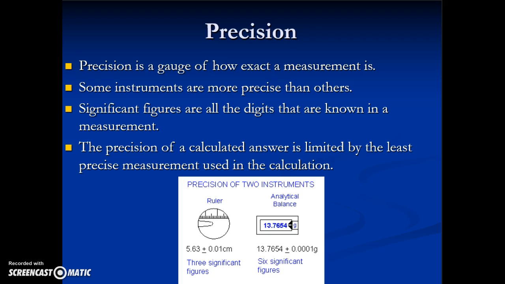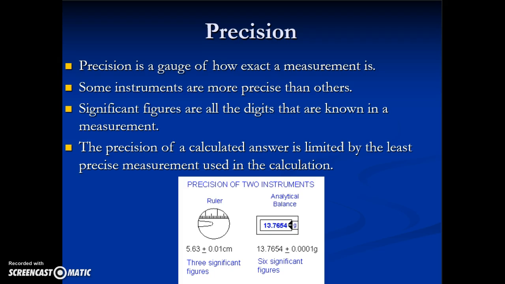Precision and accuracy. They are sometimes used interchangeably, but they actually mean different things. Precision is a gauge of how exact a measurement is. Usually this is limited by the instrument that you're using to make the measurements, and some instruments are more precise than others. And to go along with the concept of precision is the concept of significant figures, which is all the digits or numbers that are known in a measurement, known for sure. And the precision of a calculated answer is limited by the least precise measurement used in the calculation.